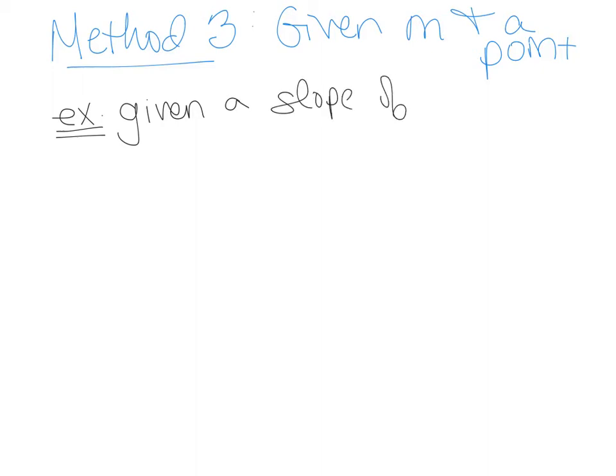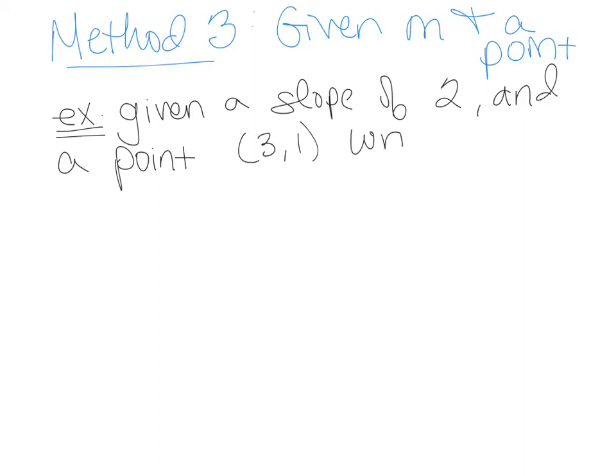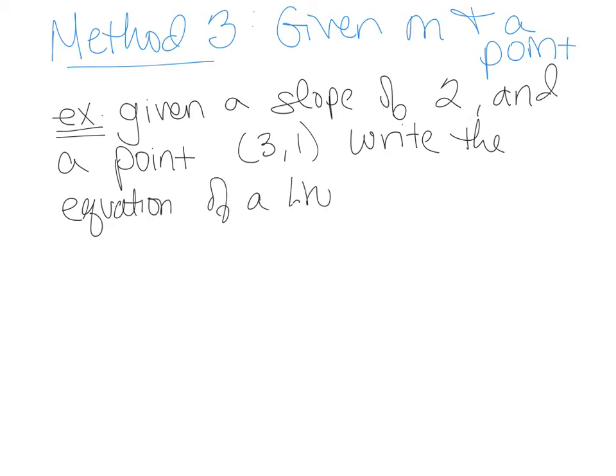of 2, and a point 3, 1, write the equation of a line. Okay. So given a slope of 2 and a point 3, 1, write the equation of a line.